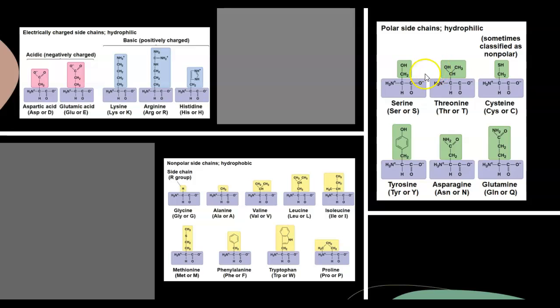These over here are hydrophilic with polar side chains. There's 6 of those there, and you can see the various things that are involved. Sometimes cysteine is classified as nonpolar. Cysteine's the only one that has a sulfhydryl group in it, and that's important for some of the protein structure stuff that we'll talk about more in activities that we'll do.